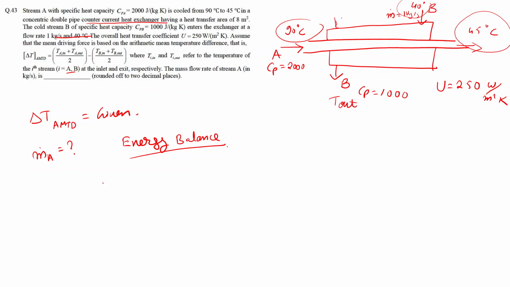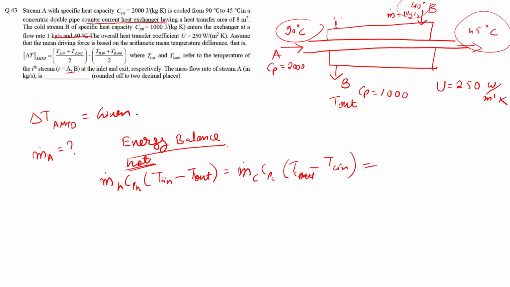So for the hot fluid we can write it as m dot h into Cp of h into temperature difference, T in minus T out of, let's say, h. Similarly for the cold fluid we can write it as m dot c Cpc into Tc out minus Tc in, and this will be equal to the heat exchange across the heat exchanger, which will be UA. Now we will be using arithmetic mean temperature difference over here.